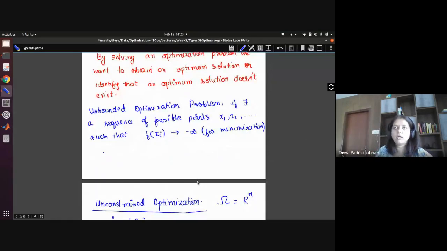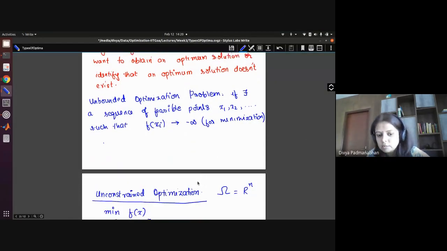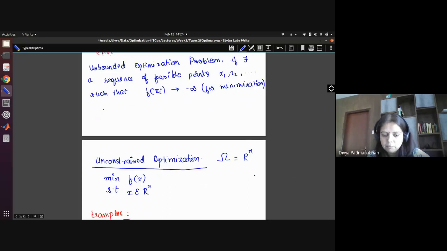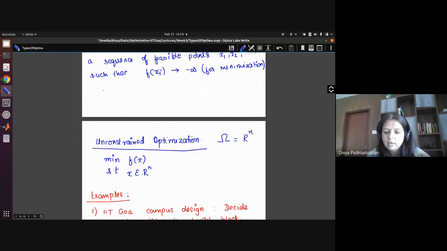So now we're going to start with unconstrained optimization, which is a case of an optimization problem where the feasible set is all of Rn, or the set of all real numbers that forms the feasible set. So it's minimize f of x in Rn. So where does this kind of problem occur?